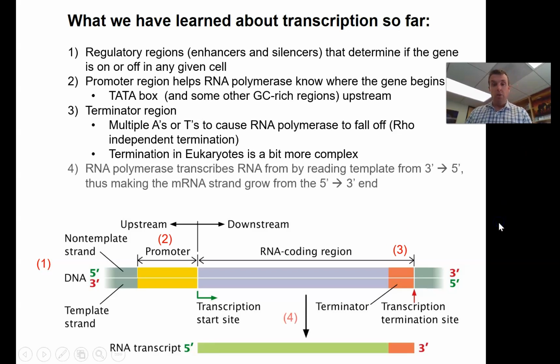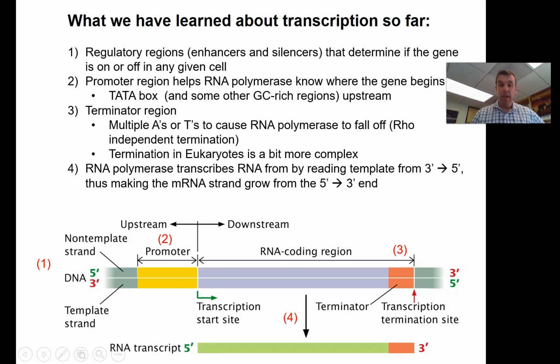Well, we know that the RNA polymerase transcribes RNA. It reads the template from 3' to 5', right? The template's always read from 3' to 5', and the mRNA strand, or the new DNA, or RNA in this case, strand grows from 5' to 3'. And so that's true here. That was true with DNA polymerase in DNA replication, and it's true with RNA polymerase making the mRNA strand.